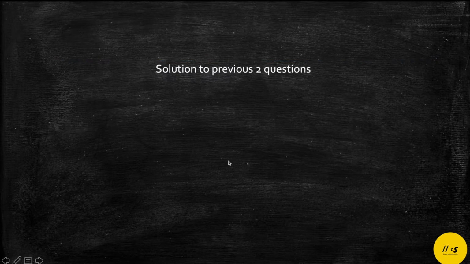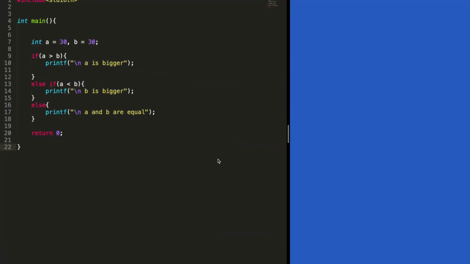For the first topic, solution to the previous two questions. Since the last video we had this code and the question was: find the largest number among three numbers. And I told you to use this or this or this logical operations with if-else condition.